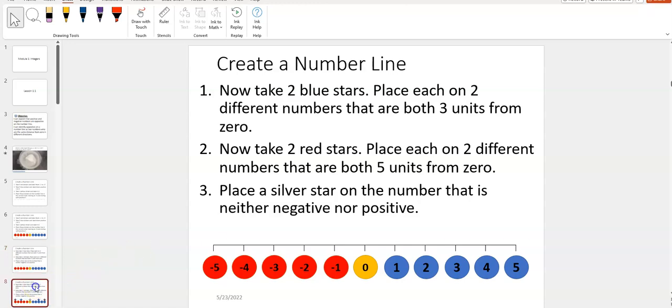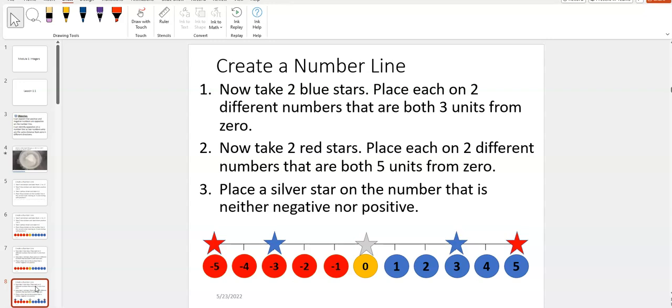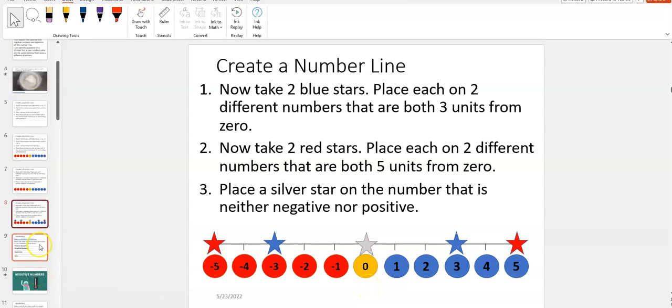All right, so you should have put your stars somewhere in here. So we have 5 and -5. 5 and -5 are our red stars because they are 1, 2, 3, 4, 5 hops from 0. 3 and -3 are both 3 hops or units away from 0. And then 0 is very special. It is neither positive nor negative. It is a special number.